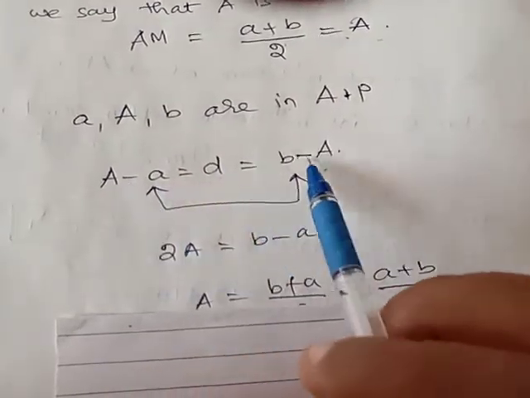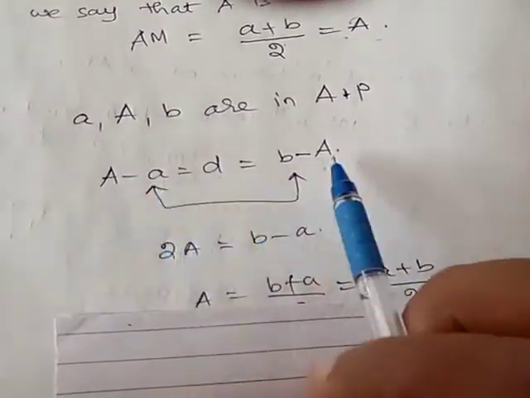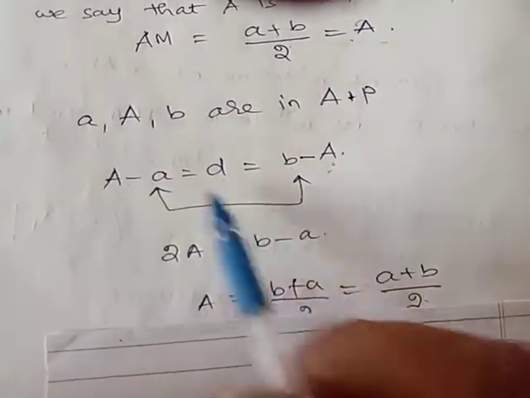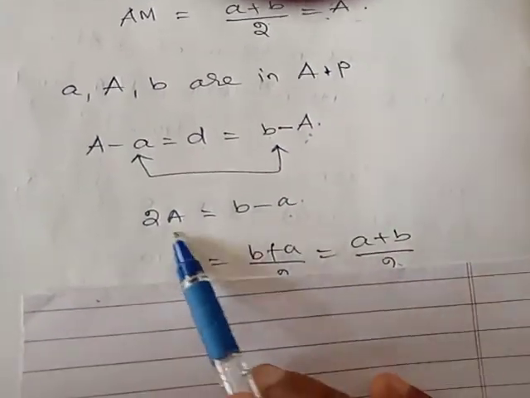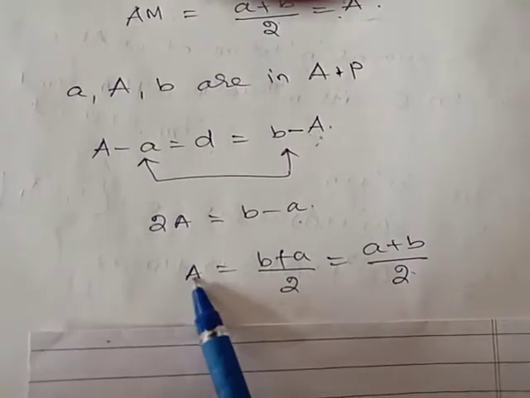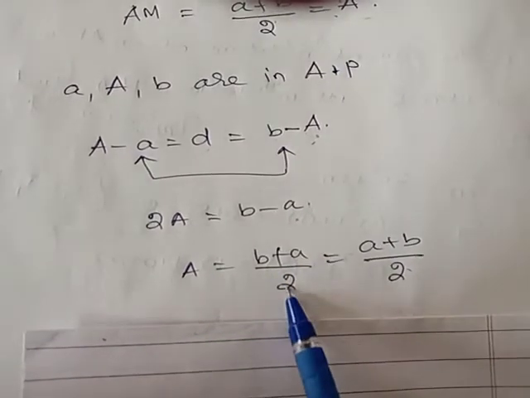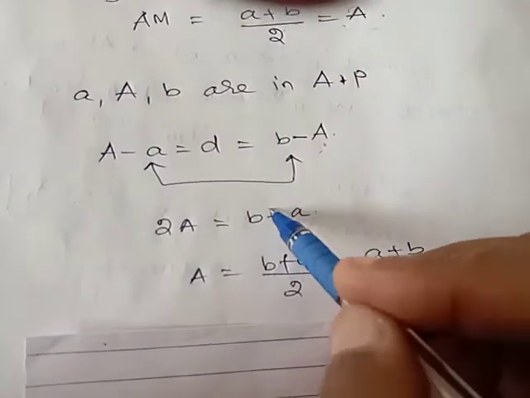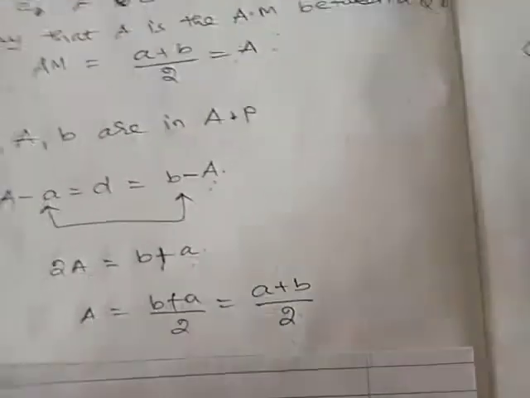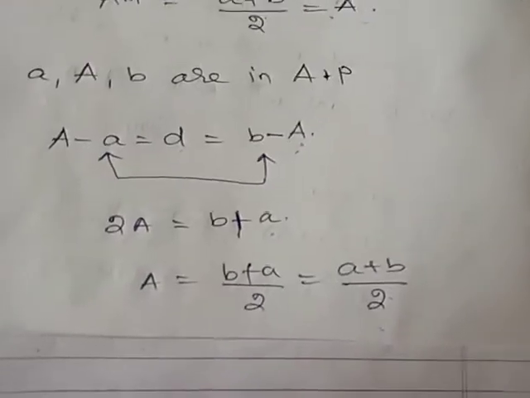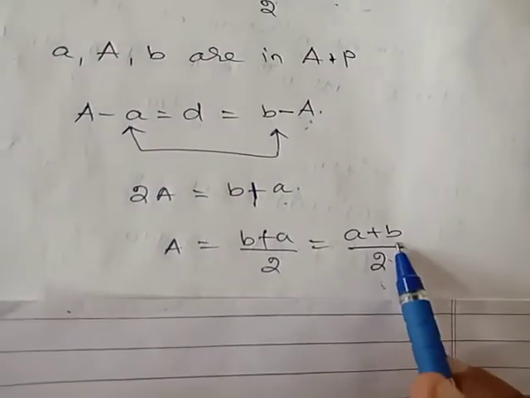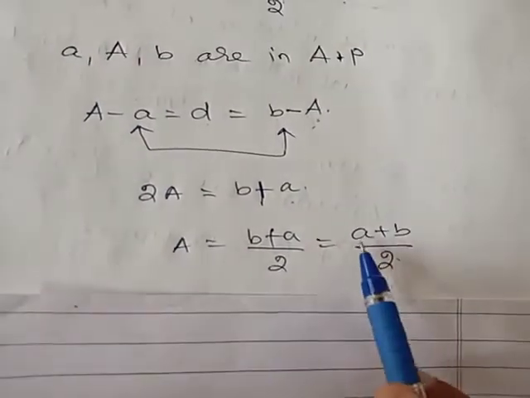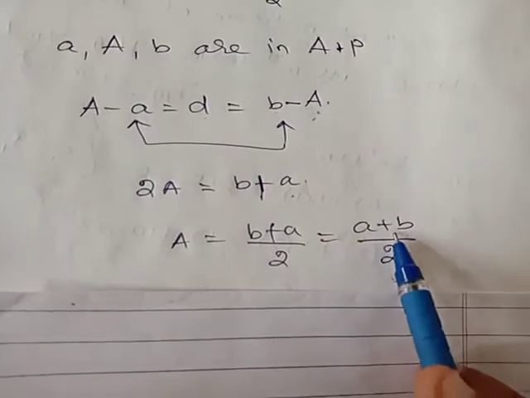So when we transfer this minus a to the opposite side, and capital A to the opposite side, we get 2A is equal to a plus b, from which we can see capital A is equal to a plus b by 2. I hope you can understand this. The arithmetic mean can be calculated if two terms in an AP are given, means the arithmetic mean can be calculated by adding the first and third term divided by 2.